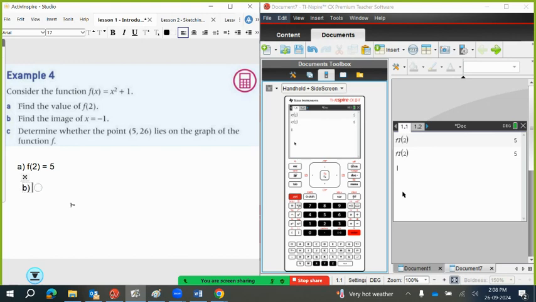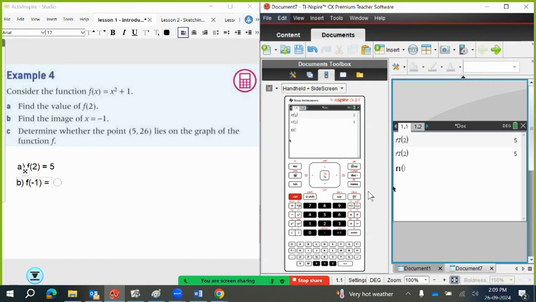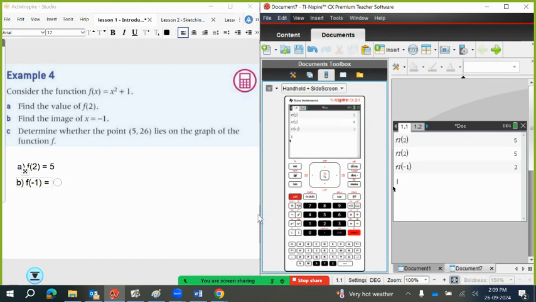So for B, we're basically just doing the same thing again. We want to find f of -1. So in this one, we press the variables button here. Notice it's going red on the screen there. And we choose F1. We type in -1. So negative should be this symbol down here. -1. And then we press enter. And we get 2.